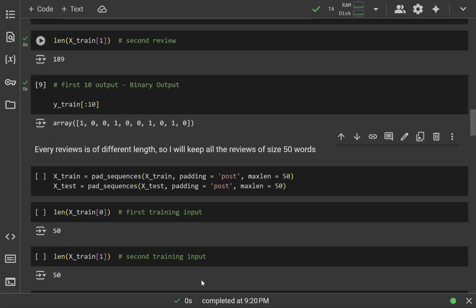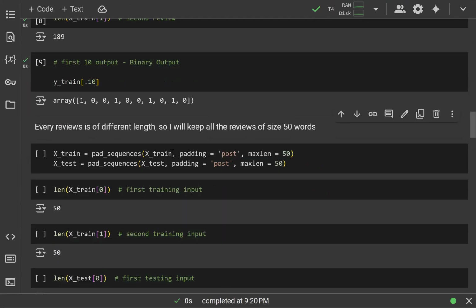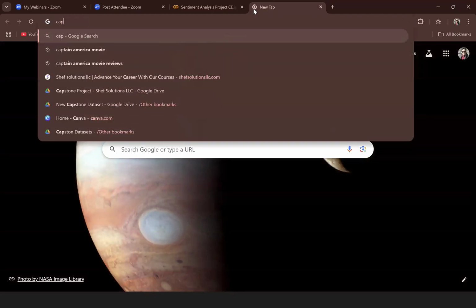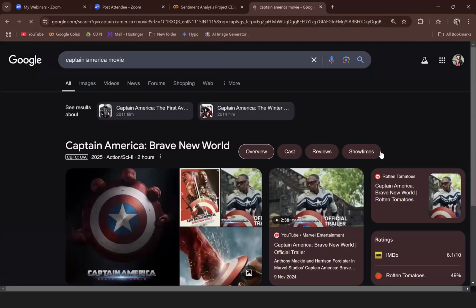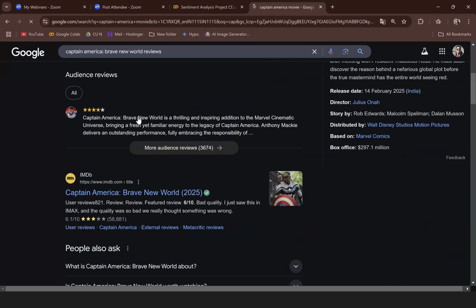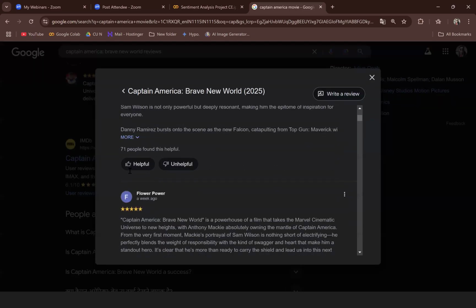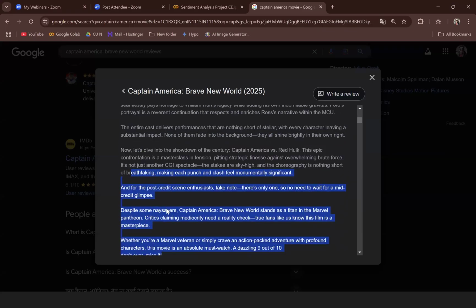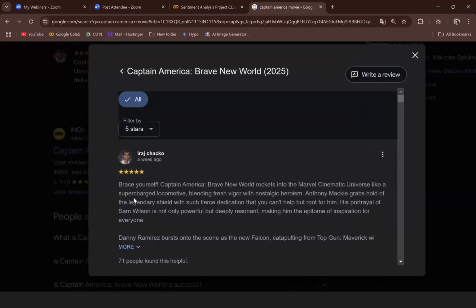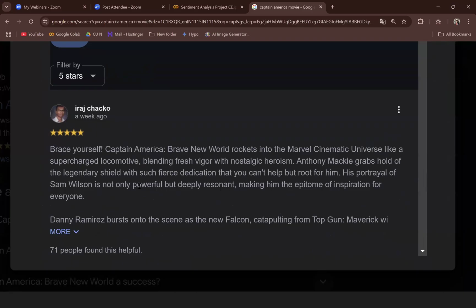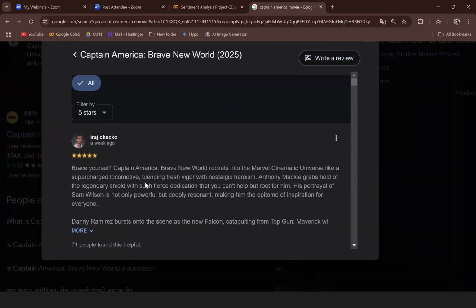Yes. Now, see guys, I told you every single review will be of different length. Now, if you open the Captain America review, look at the review. I'll open a 5-star one. This is a very big review, the length might be 200 words. But if you see the first 2-3 sentences, you will be able to understand whether the review is positively inclined or negatively inclined.